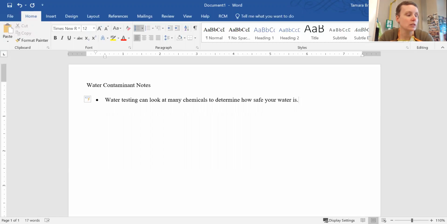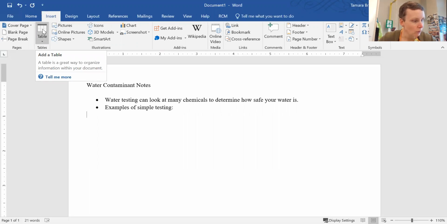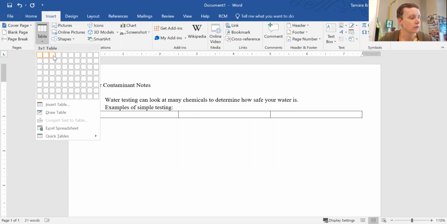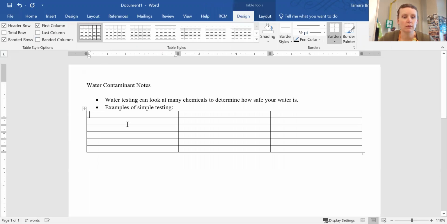Okay, so we're going to make a table for some examples of simple testing. This is very simple stuff. There are a lot of other things that can be tested for, but we're going to just show some simple examples. In our examples, we're going to have 3 columns in this table and 6 rows. If you want to do it one at a time, that will make sure that you have enough space, because these are going to get a lot fatter as I type into them.